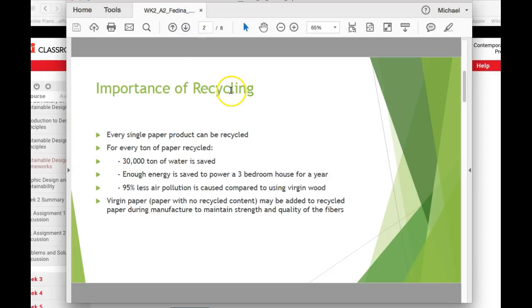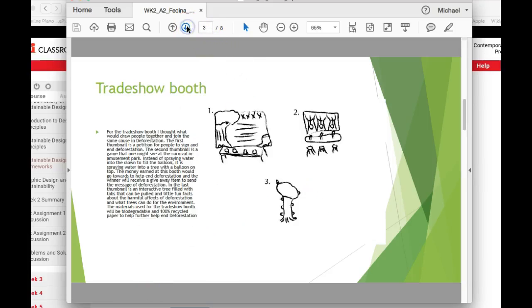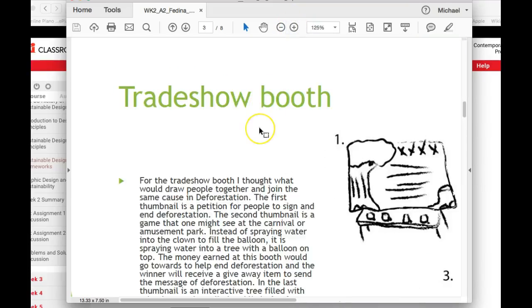Let's take a look at your importance of recycling as it's associated to deforestation. I think these are some fabulous facts. I would like to see some more facts because we can end up using these on your informational collateral. Let's move on to the next page, the trade show booth. I think this is really a wonderful example of design thinking.